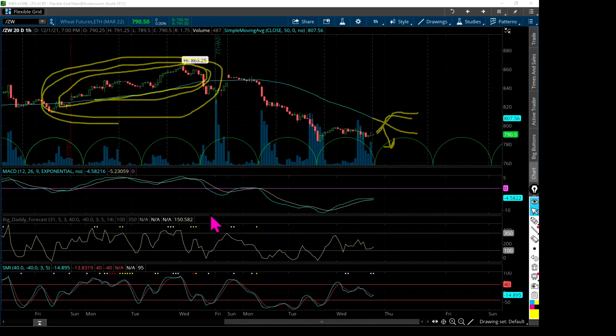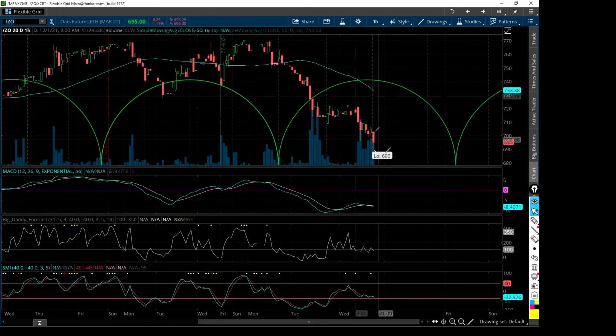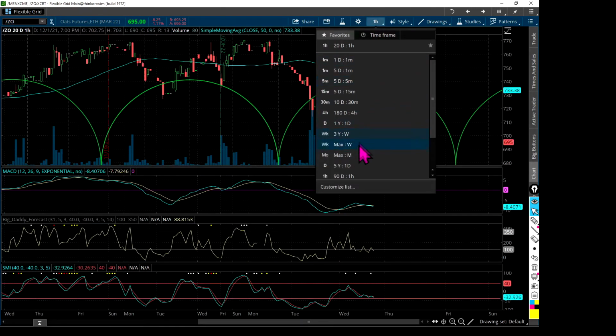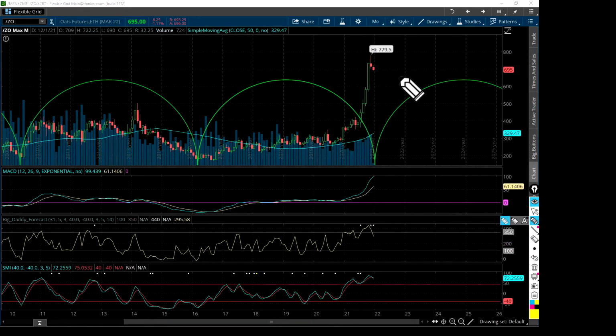How about since we're here, let's take a peek at the oats. I might just throw in the oats with the wheat from now on, guys, just so everybody can keep track of the oats. Okay, the monthly. Wow, look at this.